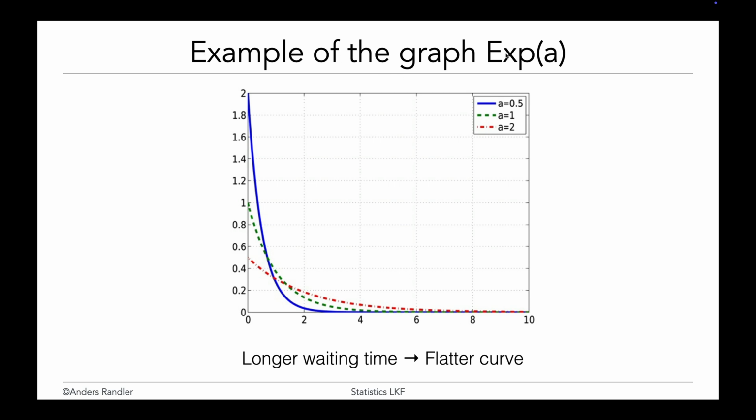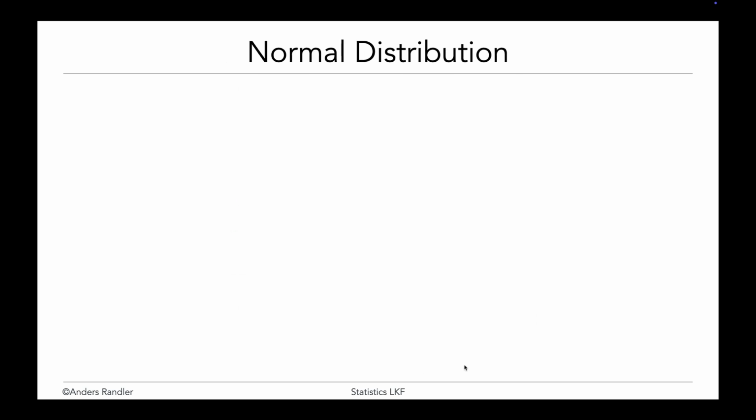So this is the graph of the distribution, and depending on what kind of expected time for something to happen, I mean, if the expected value is bigger, the curve will then be flatter. And that's quite obvious because longer waiting time, flatter curve. So that's not that strange.